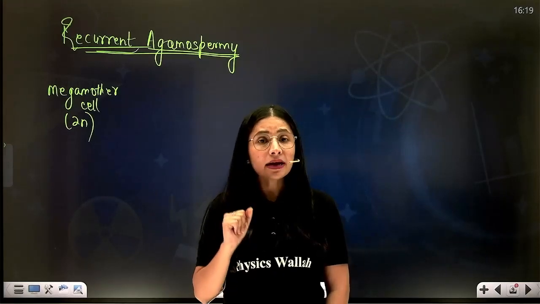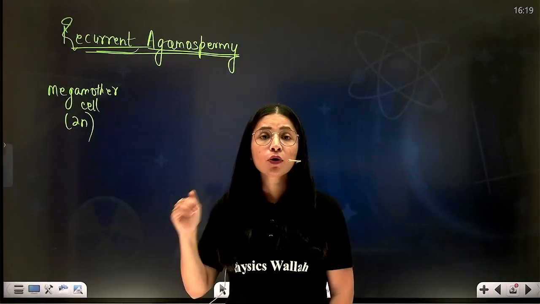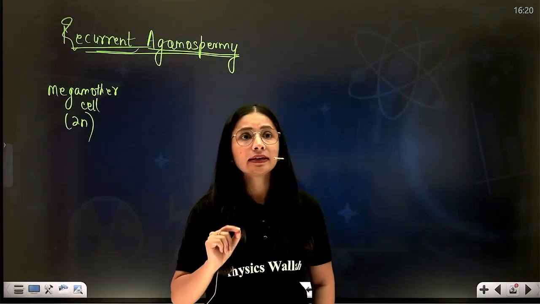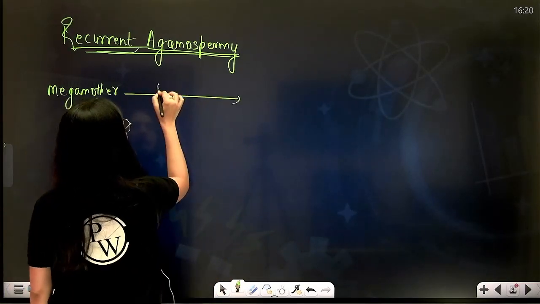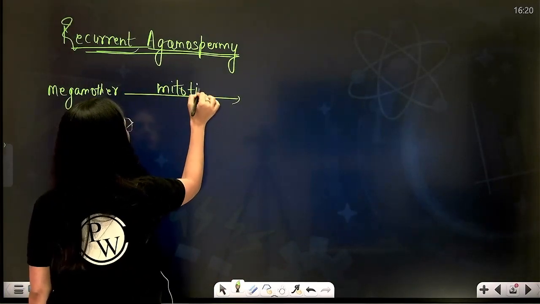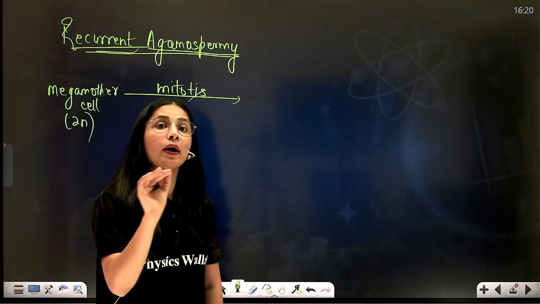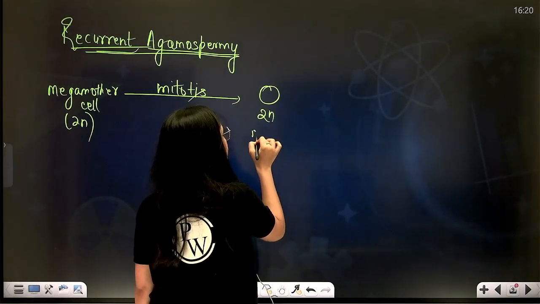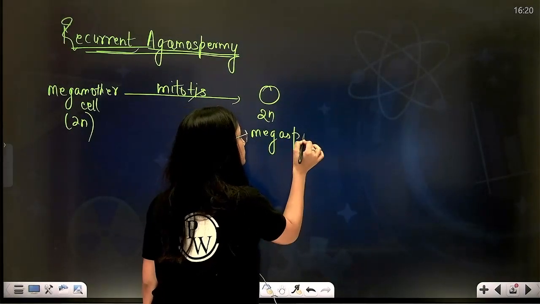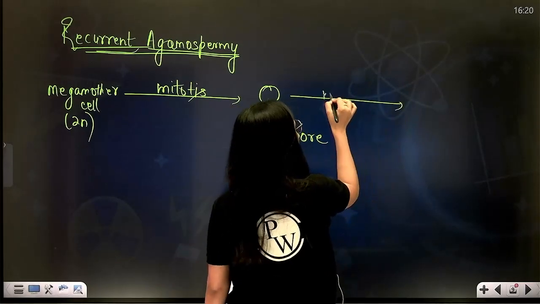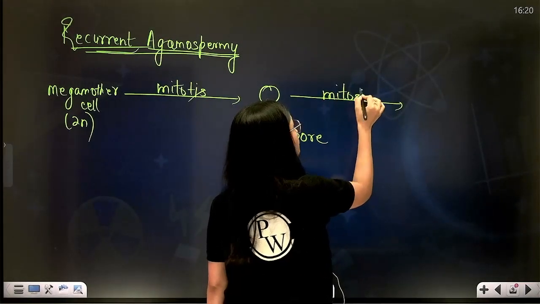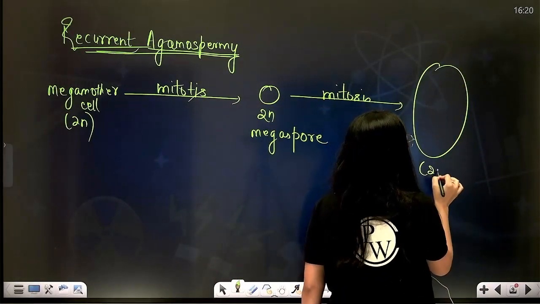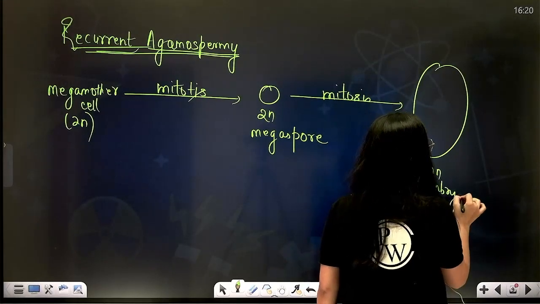However, in some cases, these megaspore mother cells do not undergo meiosis, rather they undergo mitosis. And they will not produce haploid megaspores, rather they will produce diploid megaspores. Now this diploid megaspore will further undergo mitotic division, equational cell division, to produce a diploid embryo sac.